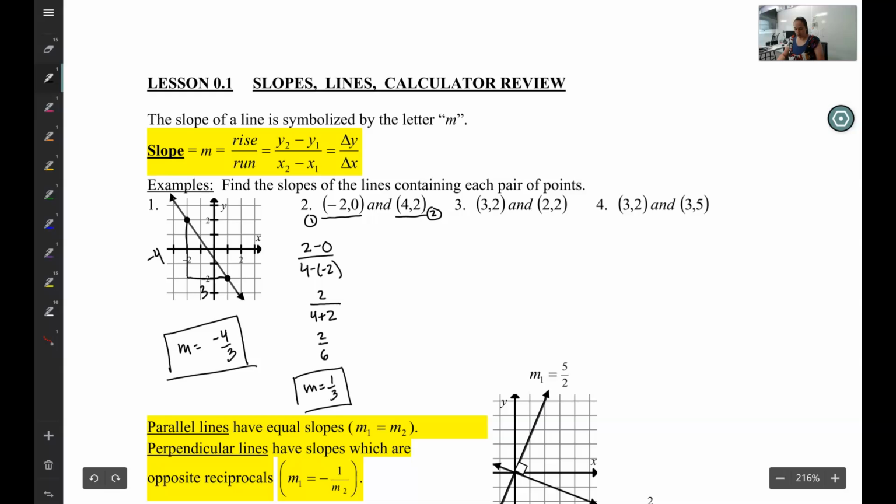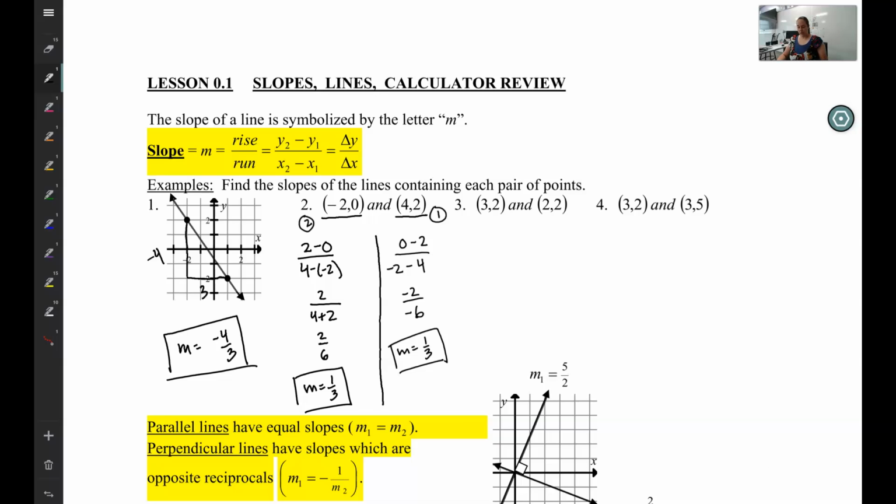Now, just to show you real quick that this also works the other way, let's say I switch it, and that's my second point, and that's my first point. So now y2 is 0, y1 is 2, x2 is -2, and x1 is 4. If I simplify this, I get -2 over -6, simplified, voila. Same thing, 1/3. Okay, go ahead and pause the video. Try 3 and 4 on your own.